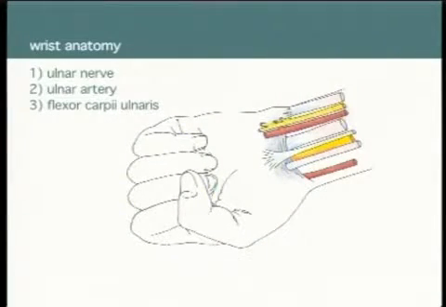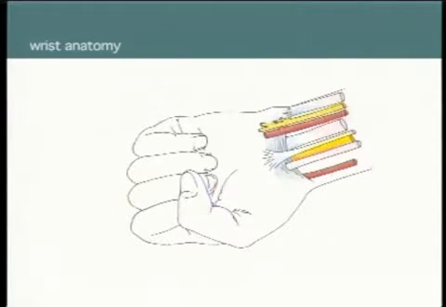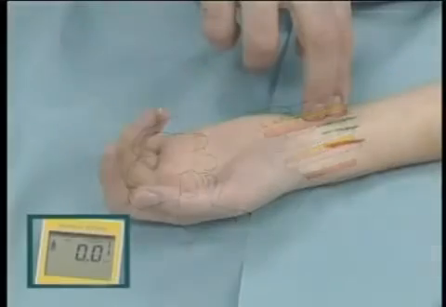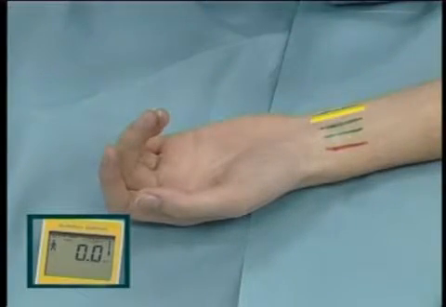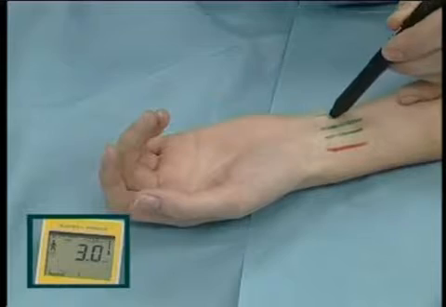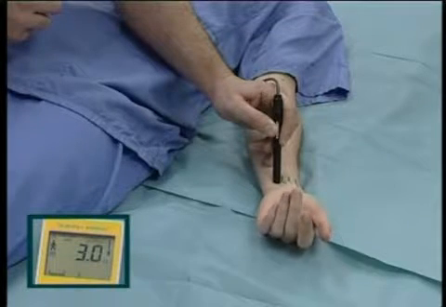Ulnar nerve. At the wrist, it lies between the ulnar artery and flexor carpi ulnaris. Paresthesia is into little finger. Motor response elicits twitching of the lateral finger flexors.